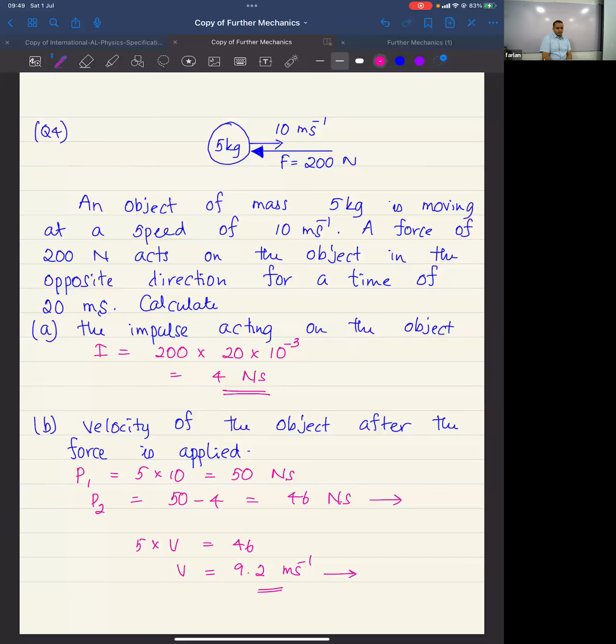Okay, now tell me this. What are the practical situations where you get to see an impulse in your day-to-day life or when you're watching something? Where do you see impulses? Give me one example of an impulse.